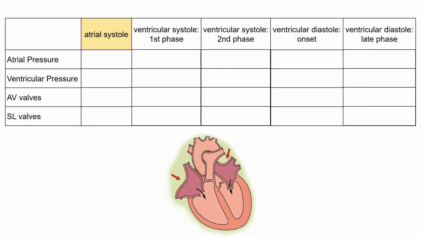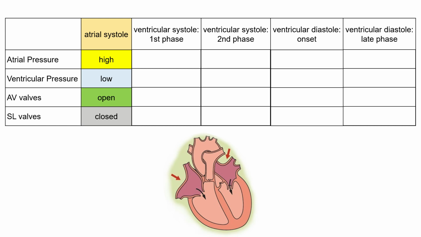So as I said, when we evaluate what's happening with each of the phases of the cardiac cycle, we're particularly concerned with what's happening in the chambers with regard to pressure. And the reason why that's so important is because pressure is going to be what drives the opening and closing of the heart valves. So starting off with atrial systole, our pressure in our atria is going to be high, and the pressure in the ventricles is going to be low. The AV valves will be open and the semilunar valves are going to be closed.